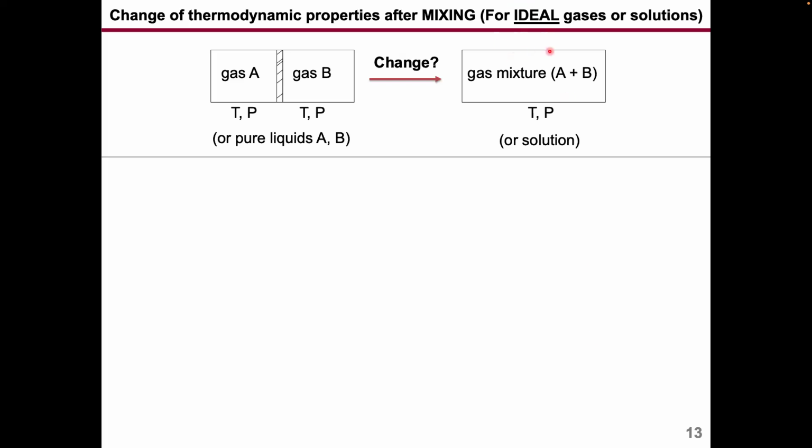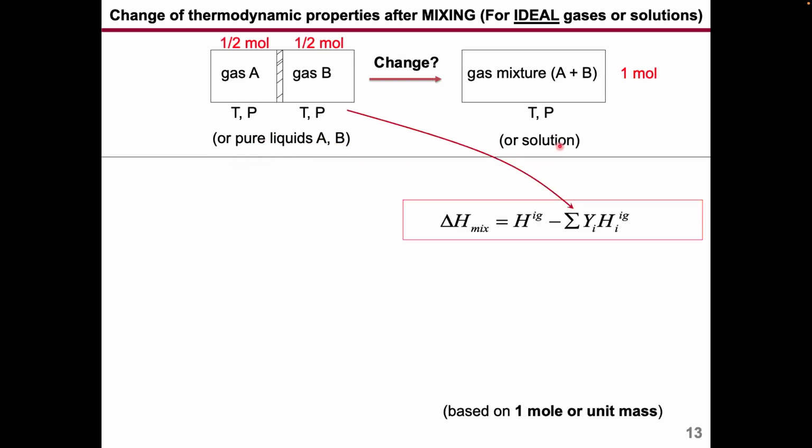Now, speaking of the change due to mixing, imagine first we focus on ideal gas, okay? So let's imagine you have gas A at system temperature, system pressure, T, P. And then you have gas B, also same temperature, same pressure, and you have a separator between these two. And then you quickly remove this separator, and then gas A and gas B will form a gas mixture, right? And then at the same temperature, pressure. You can also imagine this is a solution. We are talking about pure liquid A and B, and then making A plus B liquid solution, okay?